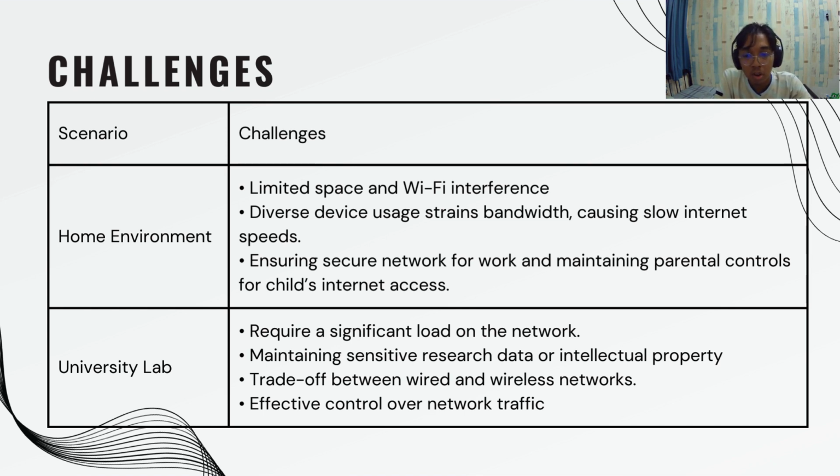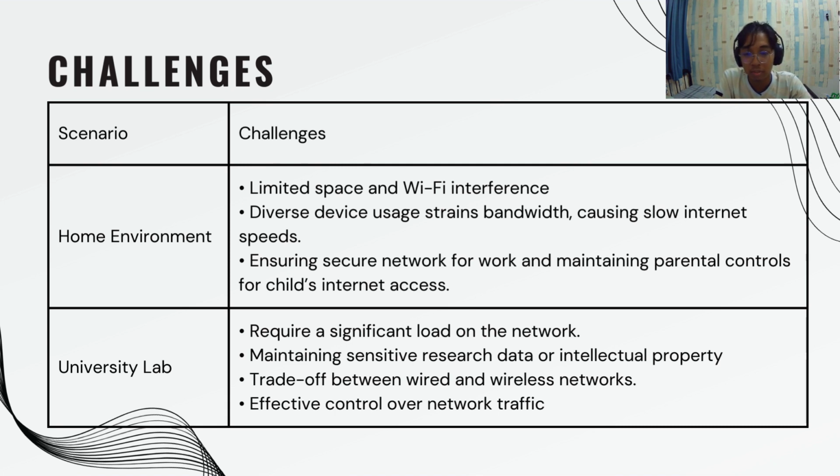The strain on bandwidth can result in slower internet speed, affecting activities like video streaming, online gaming, and video conferencing. This can be particularly challenging when multiple family members are using the internet simultaneously for different purposes.